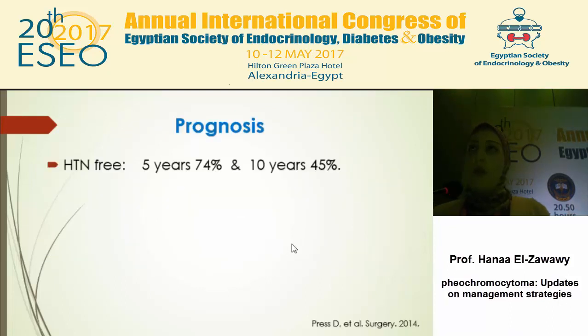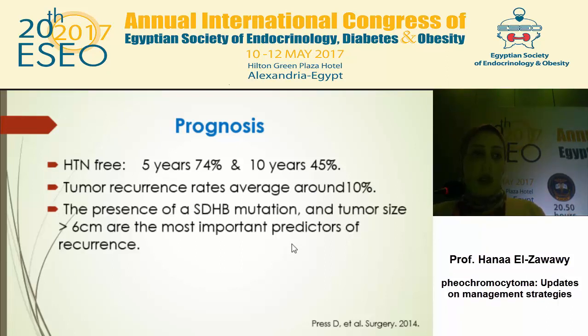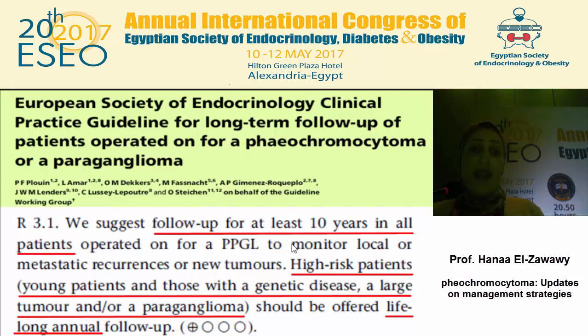Prognosis. About 74% of the patients are hypertensive-free for 5 years and 45% of the patients for 10 years. Tumor recurrence rates average around 10%. The presence of succinate dehydrogenase B mutation and a tumor size more than 6 cm are the most important predictors of recurrence. The European Society of Endocrinology Clinical Practice Guidelines 2016 recommended follow-up for at least 10 years in all patients, and those with high risk who are young and those with genetic disease, large tumor or paraganglioma should be offered lifelong annual follow-up.